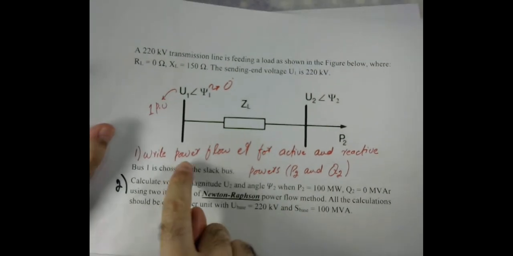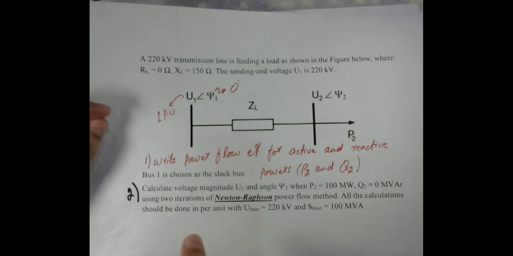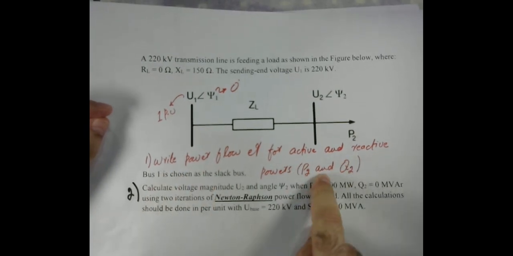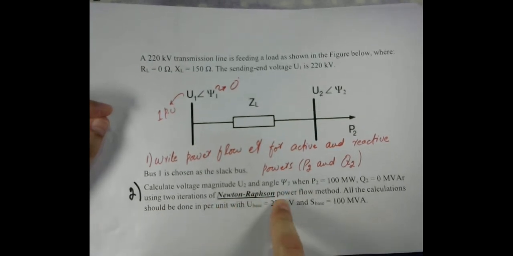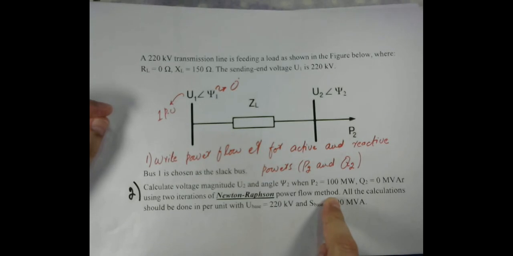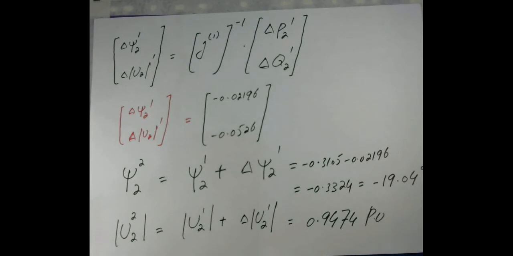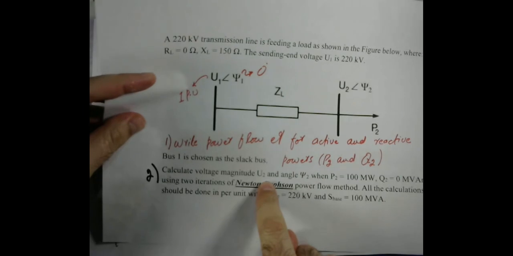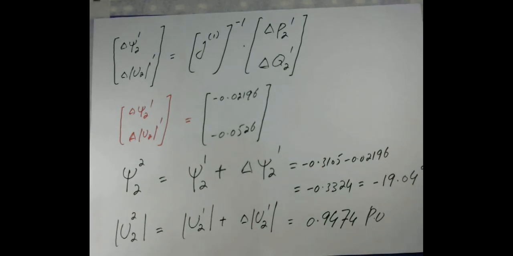The question was to write the power flow equation for this particular network, write the power flow equations for active and reactive power, and then calculate the voltage magnitude and the angle using two iterations of the Newton-Raphson power flow method. We did all the calculations in per unit. So now we have determined the voltage magnitude as well as the angle for two iterations using the Newton-Raphson method. These are now the final values.